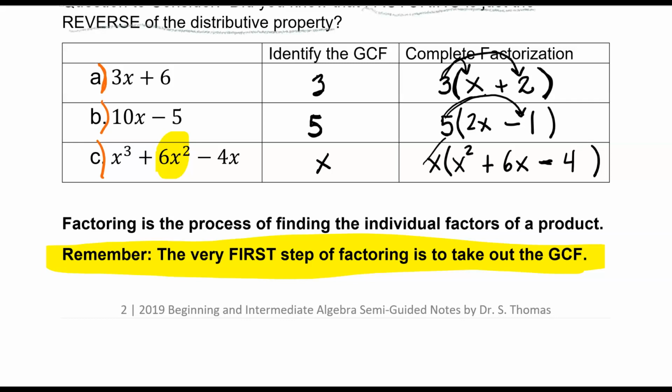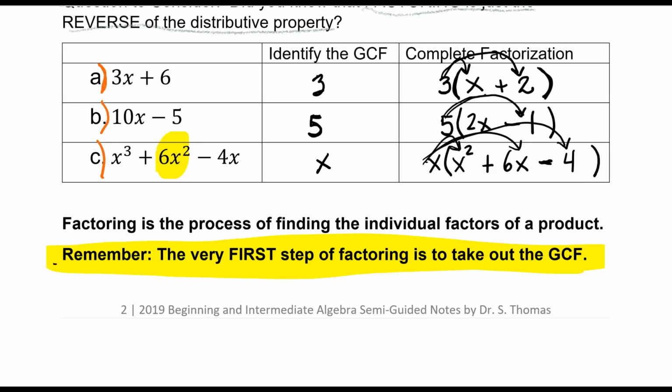Please do not put another x on that because you'll then have too many x's. All right, so if you check that by distributing, you will see that this is x cubed, the x cubed that we want. This will give us the 6x squared that we want. This will give us the -4x that we want. So always check your answer before proceeding.